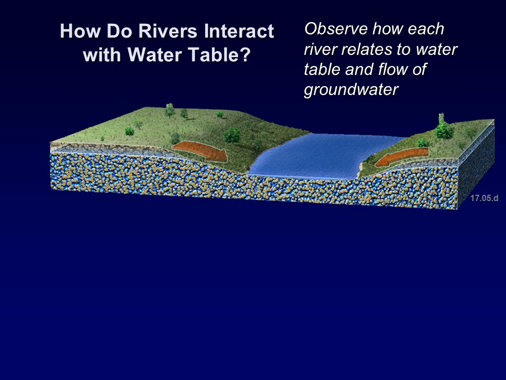How do rivers interact with the water table? Okay, so we've got two different types of rivers we're going to be discussing here. Rivers are streams. So in the first one, we're looking at how each river relates to the water table and whether water flows from the river into groundwater or from groundwater to the river. So that's what we want to be looking for. Which way is the water flowing? Into the river or out of the river? And how do you think you could determine which situation was occurring?